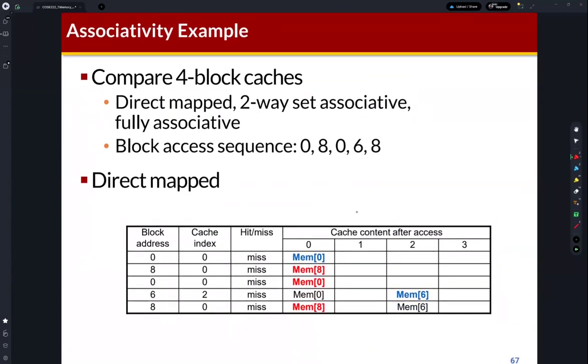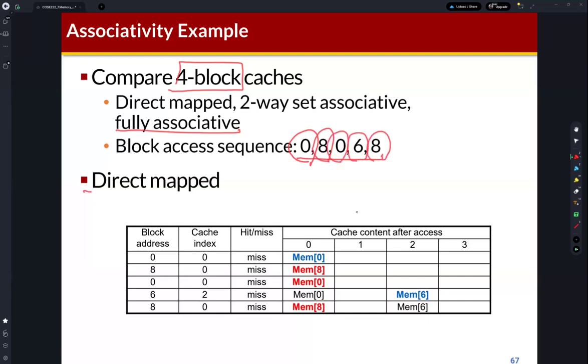So let's look at some performance and the access patterns in the cache using this example. Let us assume that the cache includes 4 blocks. We will compare the access patterns of a direct mapped cache, a two-way set associative cache, and a fully associative cache. This is the block address, and this is the block access sequence.